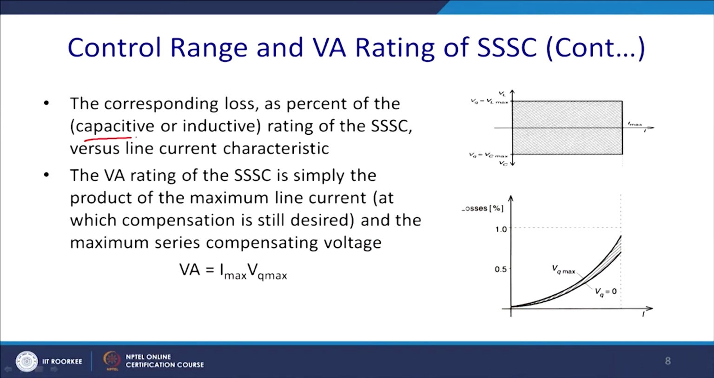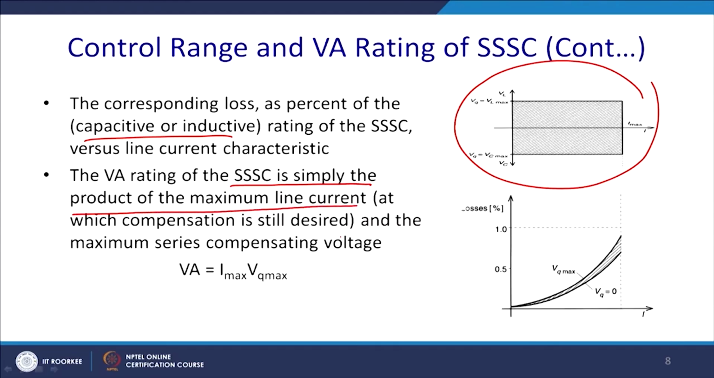Now let us come to the loss aspect of it. Corresponding to the loss, as a percentage of the capacitive or the inductive rating of SSC versus current characteristics. This is the characteristics of the SSC and this is the loss characteristics. Of course, loss highly depends on current. Since you have employed the switches, it is linear with the current.